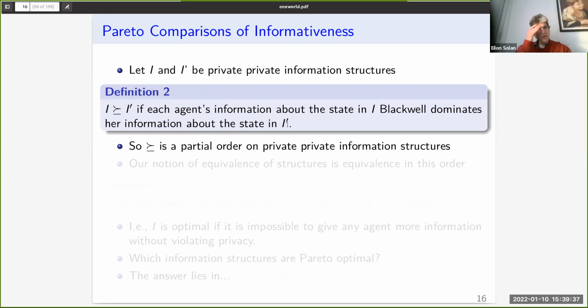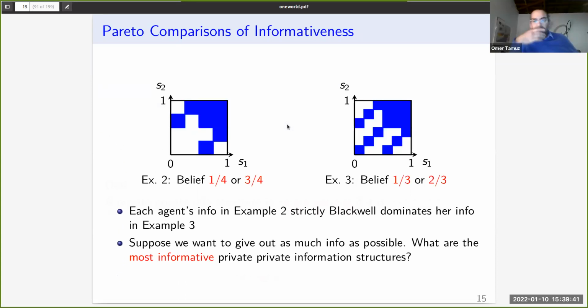Omer, yeah. I have something I don't understand in the previous slide. You said that one quarter, three quarters is better than one third, two thirds. Yes. I would think that it should be the other way around.